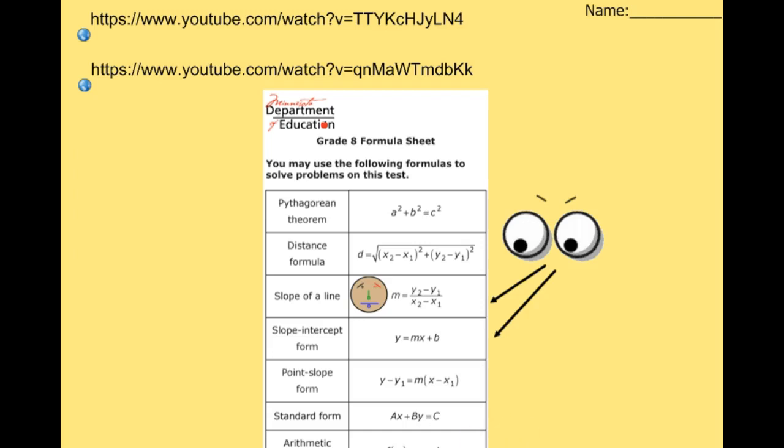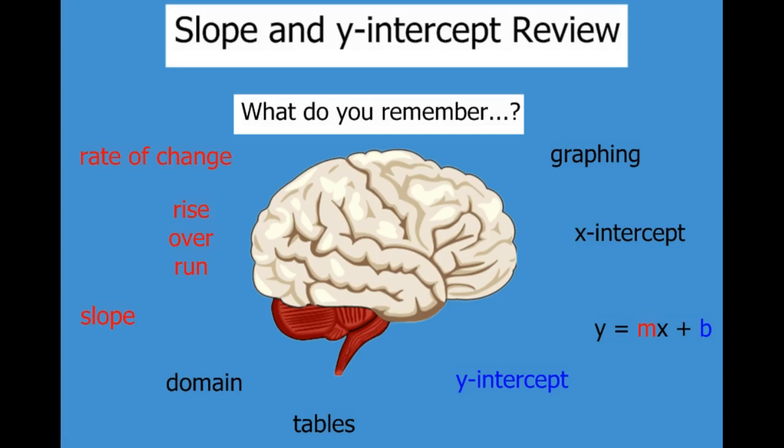Alright, next we are going to look at slope. So in class I'll have a little video to watch, so make sure you pay attention to that. Otherwise, some things we already know about slope. We know rate of change is a fancy way of writing slope. This means slope. Slope is also rise over run. As a fraction, like 5 over 3, that would be a slope, or negative 2 over 4, that's a slope.